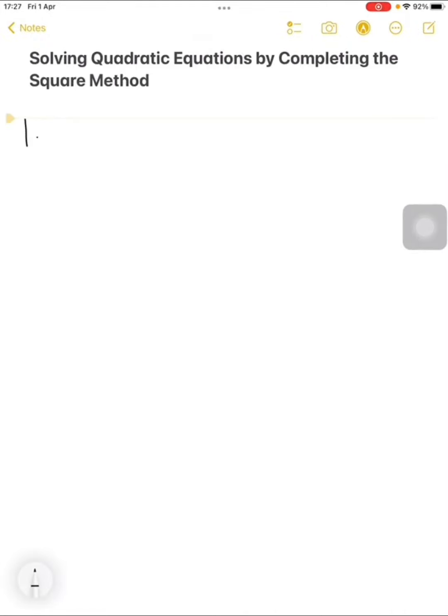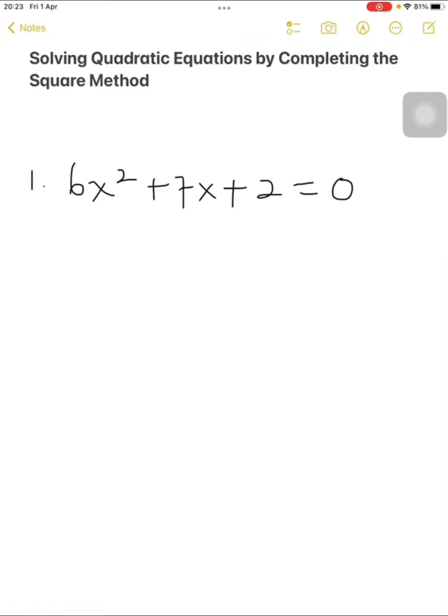Now starting with example number 1. We have 6x squared plus 7x plus 2 is equal to 0. We said the first thing when you are solving quadratic equations by the use of completing the square method, always remember the very first thing, that the coefficient of x squared should be equal to 1. But in our case, the coefficient of x squared is not 1, but rather it's 6.